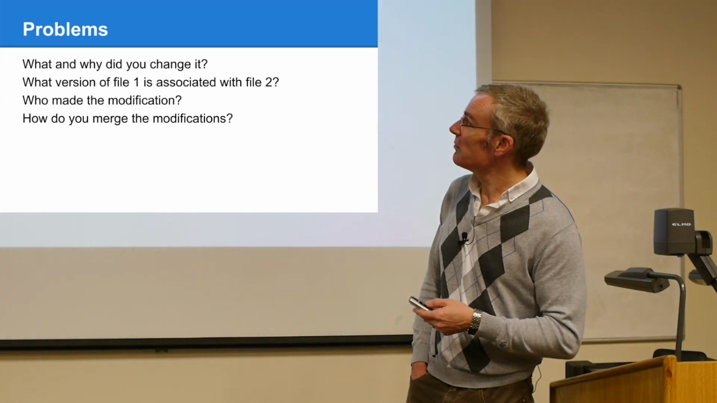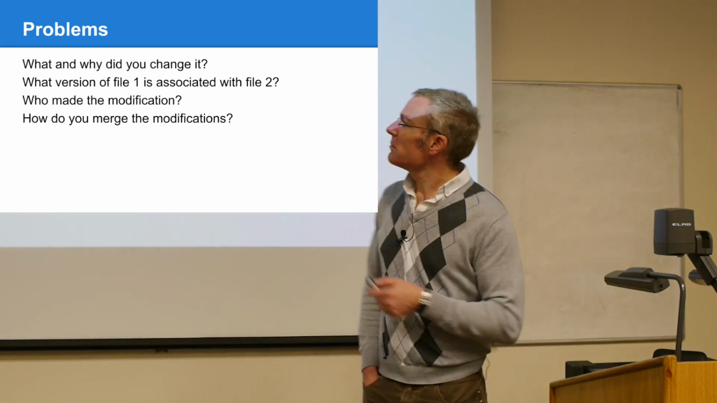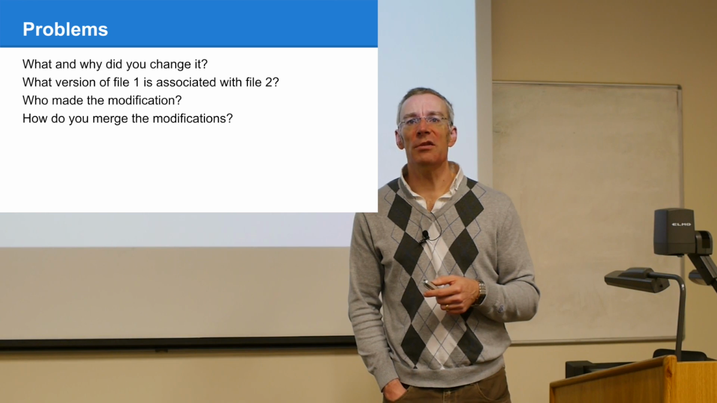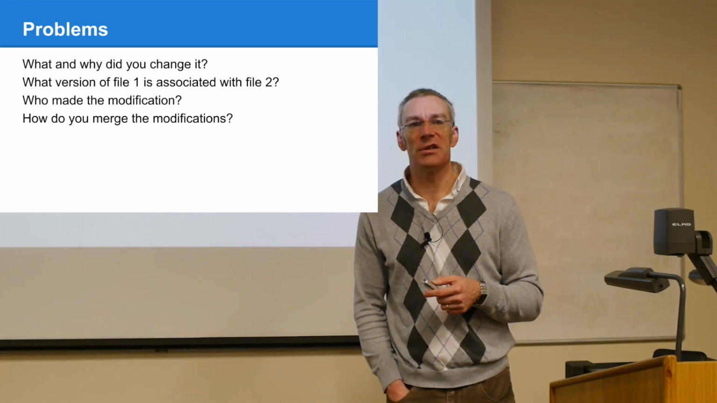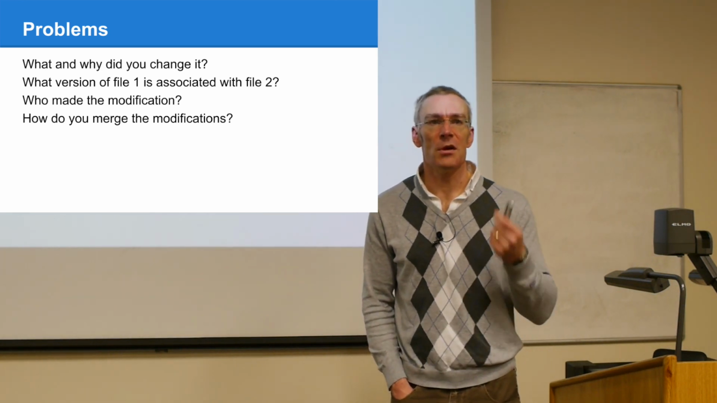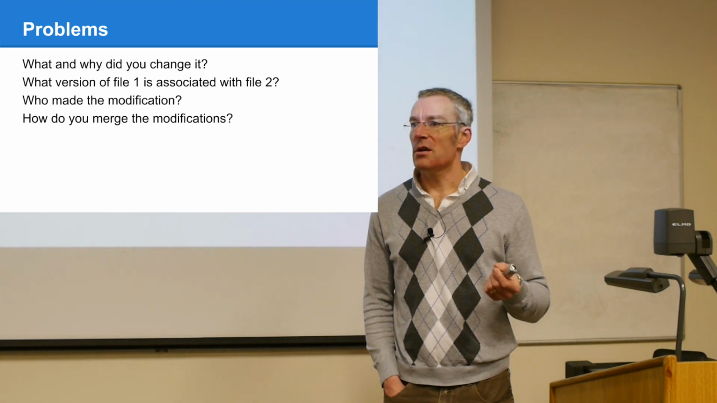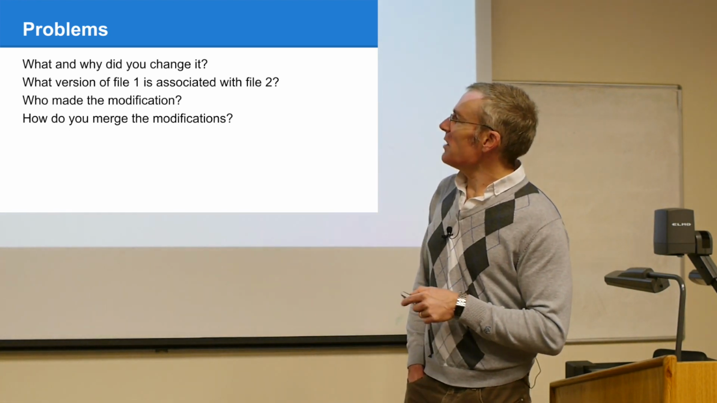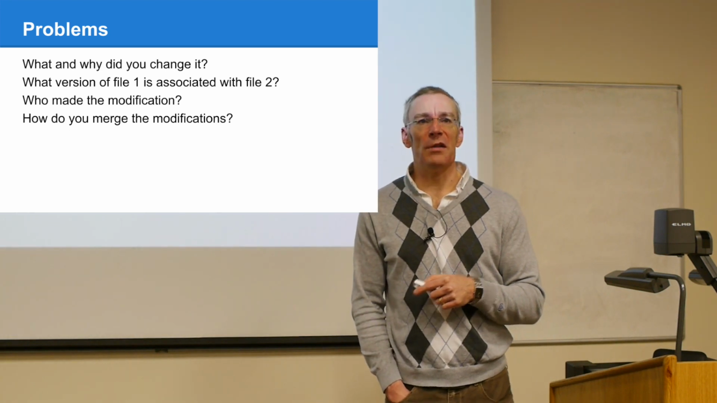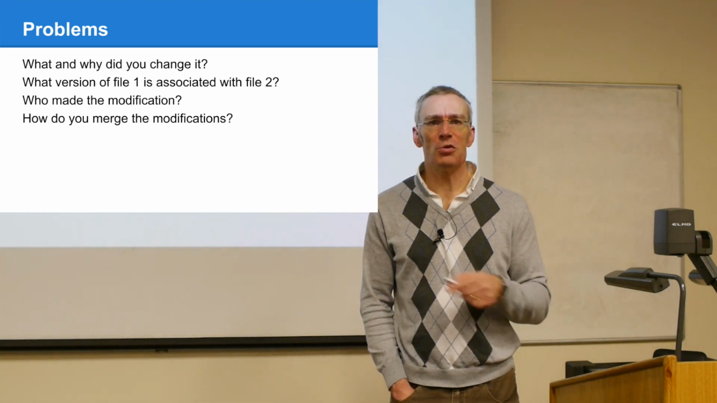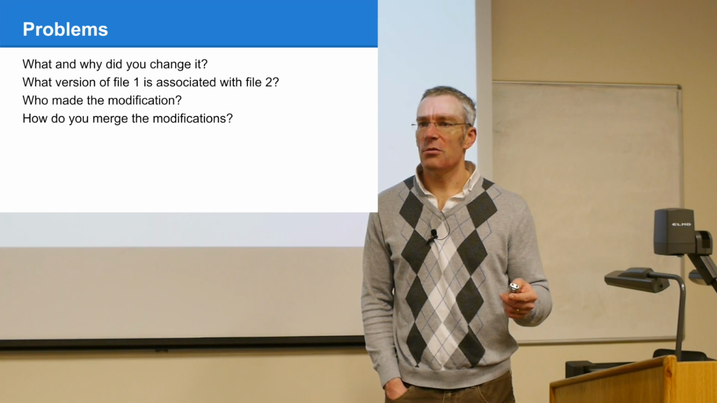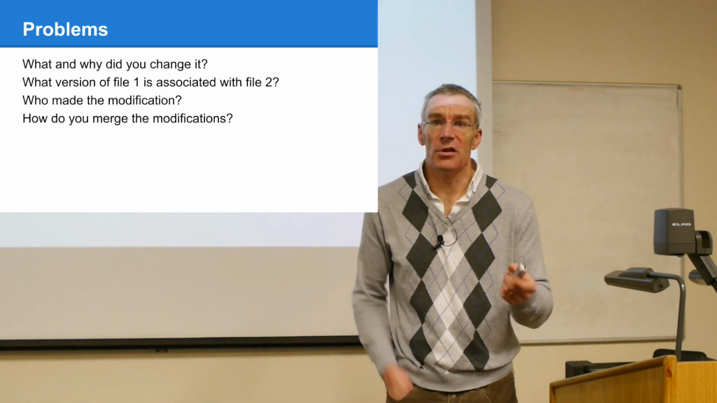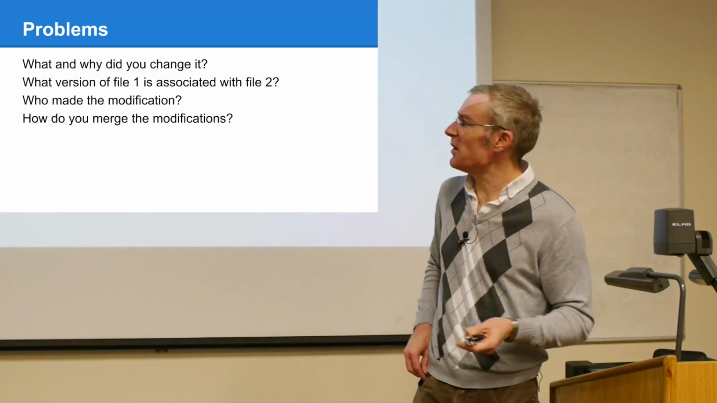So what's the problem with this system? Let's go through a few. First problem is, what and why got changed? You've got all these version 4, version 5 files floating around the system. What actually changed in each version? What was the modification? Also, if I've got version 1 of one file and version 5 of a different file, which one goes with which? Which header file, which implementation file? What's the relationship between the files?